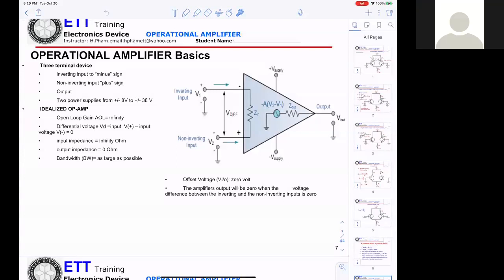You get only one output. Okay. They say it is a 3 terminal device. One input to the minus side, the non-inverting input to the plus side, and the output. And an op-amp normally works using 2 power supplies, one plus voltage and the other one negative voltage.